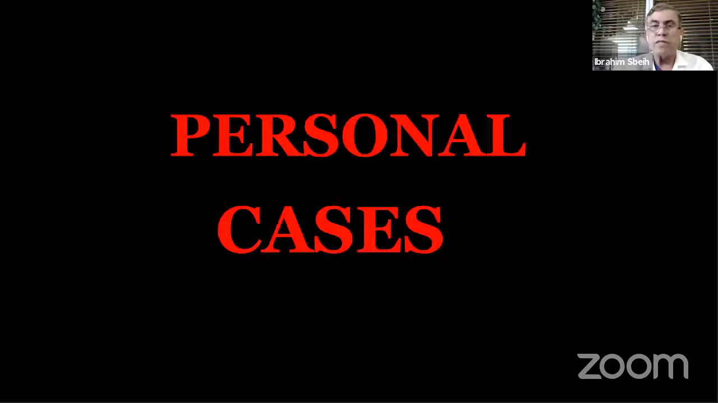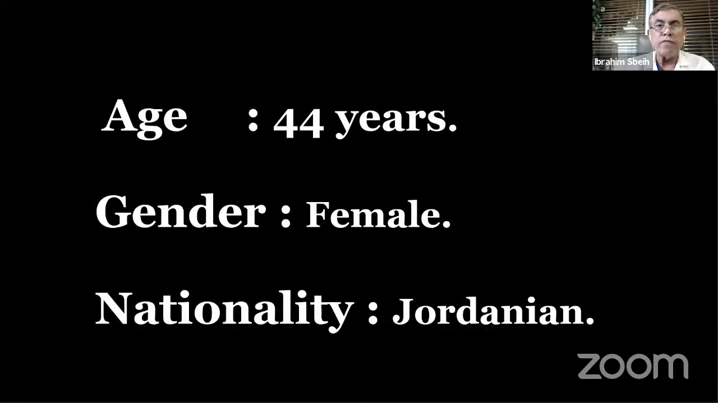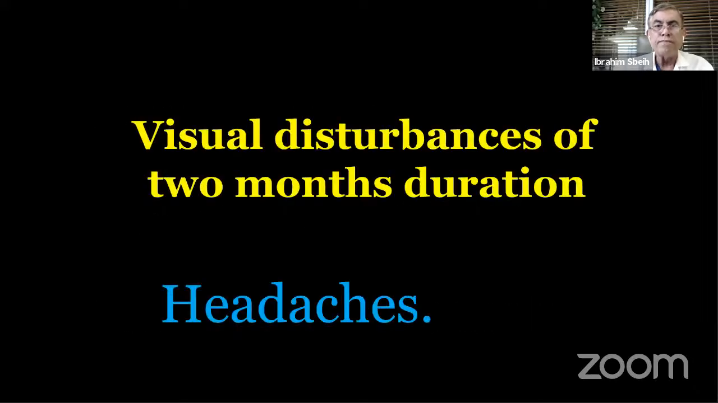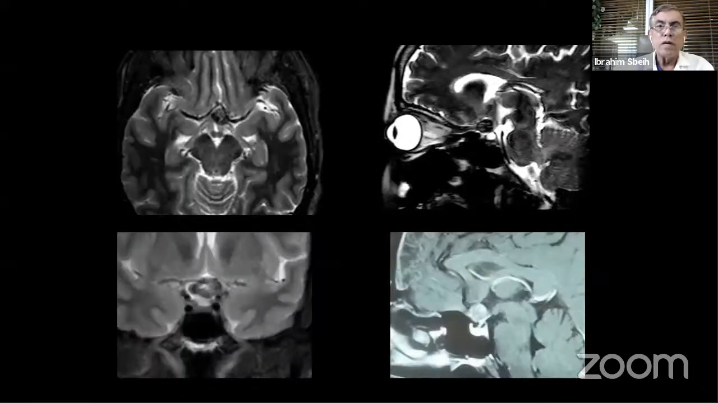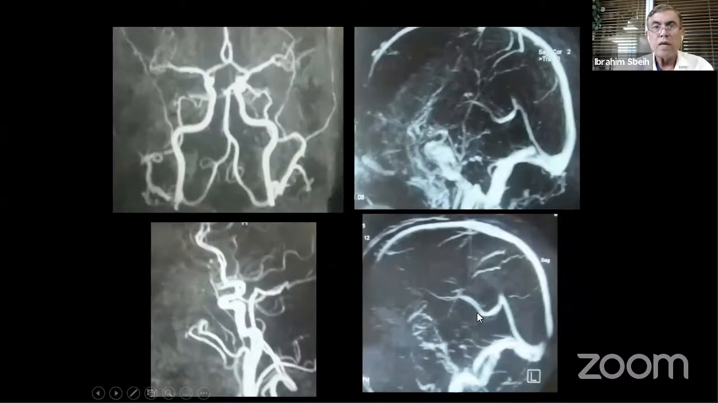I'll take you now through my personal cases, my personal experience with this hemorrhage into tumor. Case number one, a 44-year-old female patient, Jordanian. She had visual disturbance of 2 months duration. She had glasses, she had this, she had that. She had headaches. She came to us, and you can see there is a suprasellar hemorrhage. What is that? Is this an aneurysm? Hemorrhage there, and the hemorrhage seems to be in the optic chiasm. Angiography: there's no aneurysm there. No vascular pathology to see.